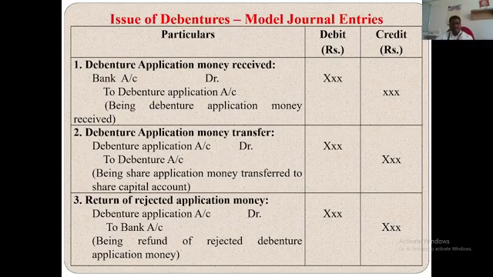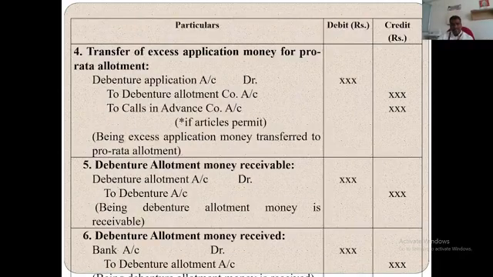In case excess debenture application money is adjusted to allotment money, journal entry: debenture application account debit to debenture allotment account, to calls in advance account if any permissible, for pro rata allotment. Excess debenture application money is transferred to the allotment account.